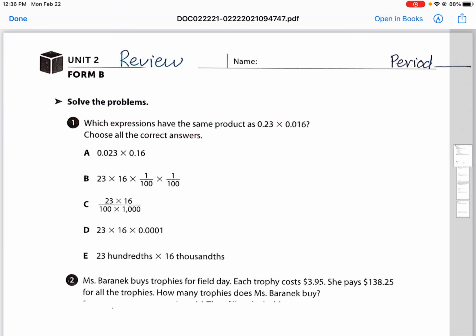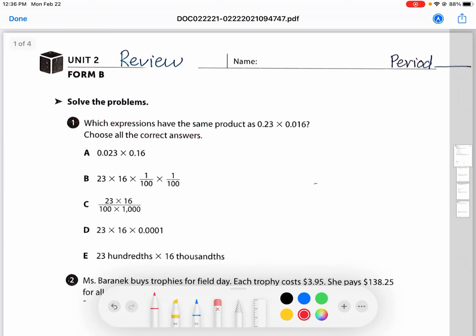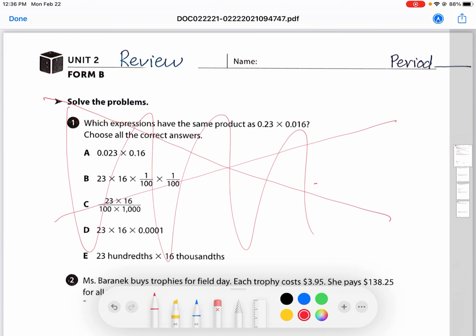All right, so we are going to be doing a review for Unit 2, and your test will be tomorrow. First thing that I want you to do is cross out number 1. We're not going to be doing that one at all on either the review or the test, so you can go ahead and cross it out.